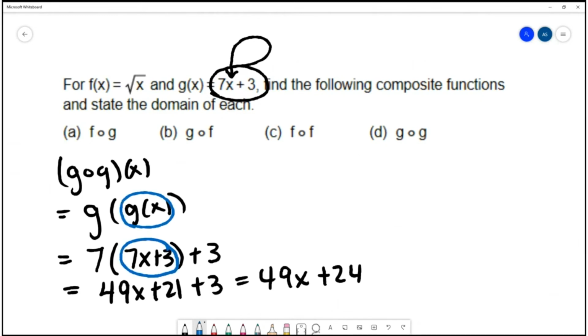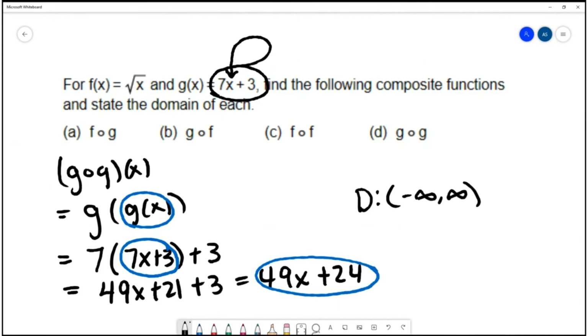We want to find the domain. Our inside function, 7x plus 3, is a polynomial function. There are no restrictions on that, and there are no restrictions on our final composite function. So we get a domain of all real numbers, negative infinity to infinity.